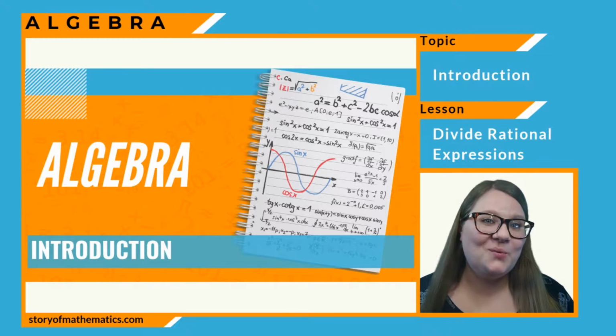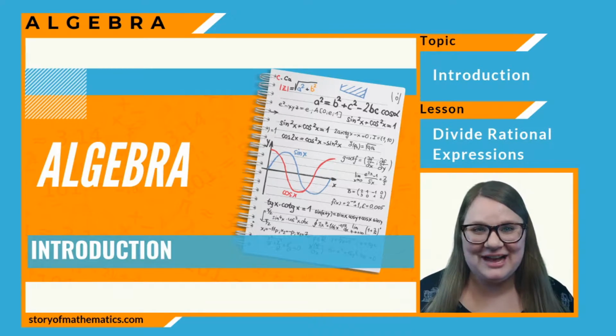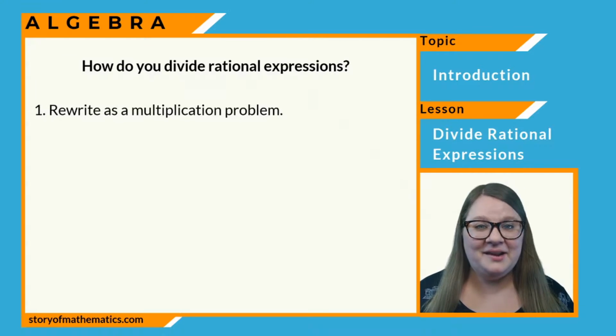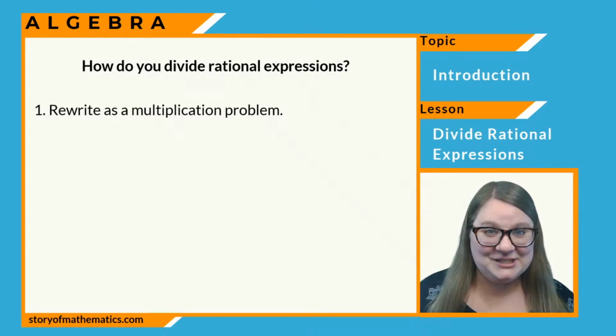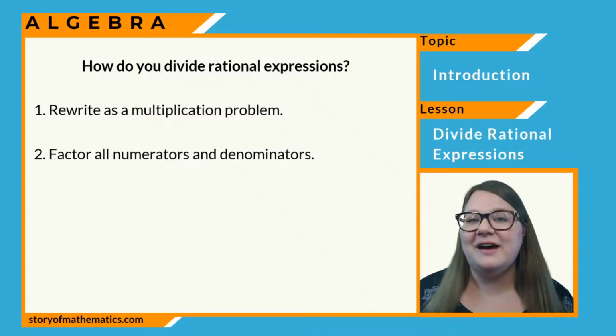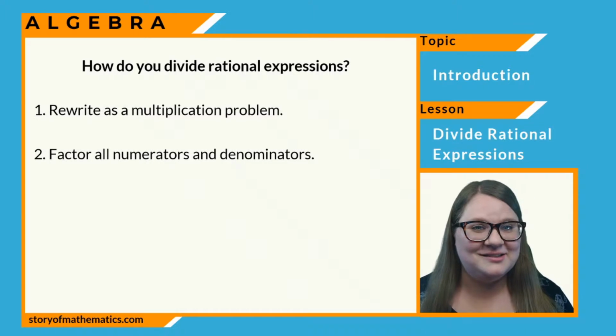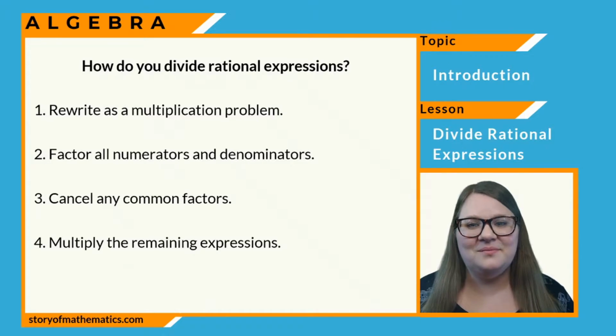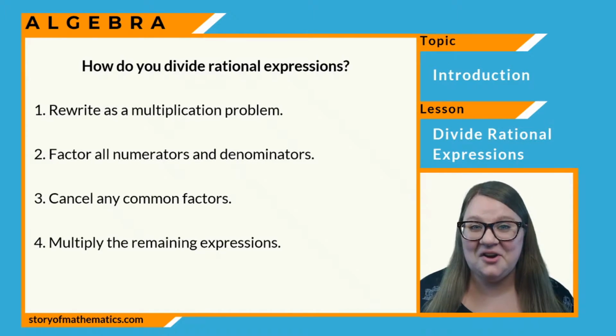Hi, in this video, we're going to talk about how to divide rational expressions. So the steps we're going to use are, number one, we're going to rewrite it as a multiplication problem. Then we're going to factor all numerators and denominators. Then you can cancel out any common factors and multiply what is left over.